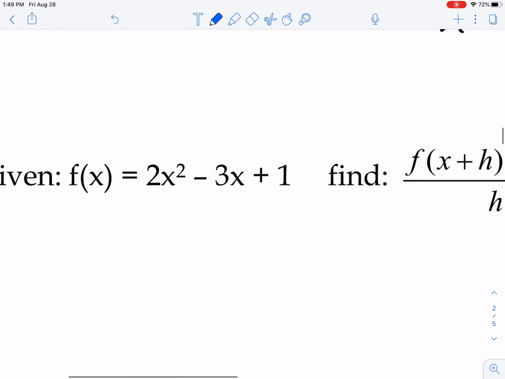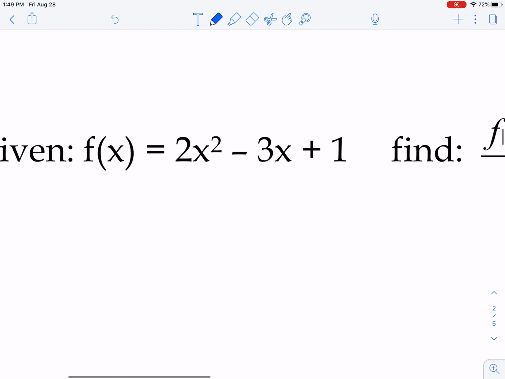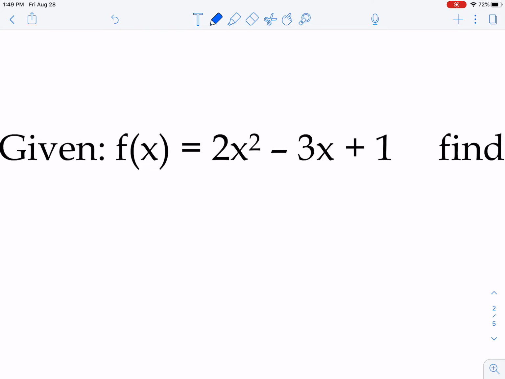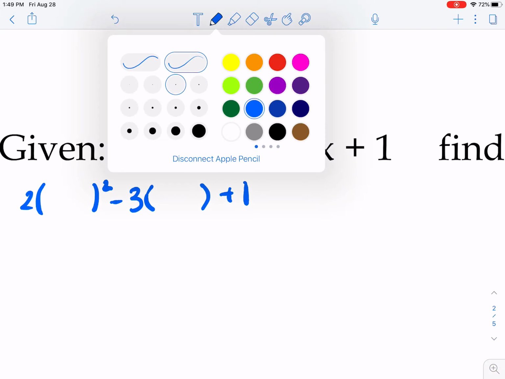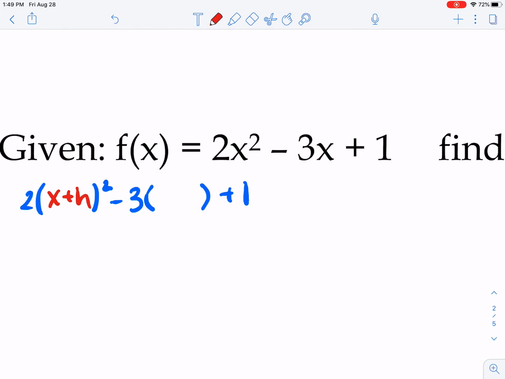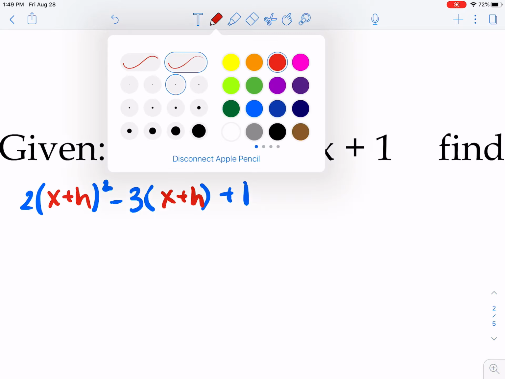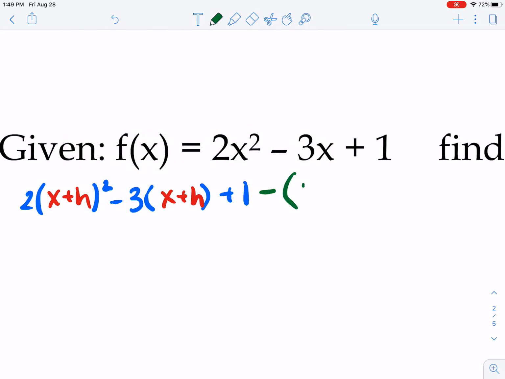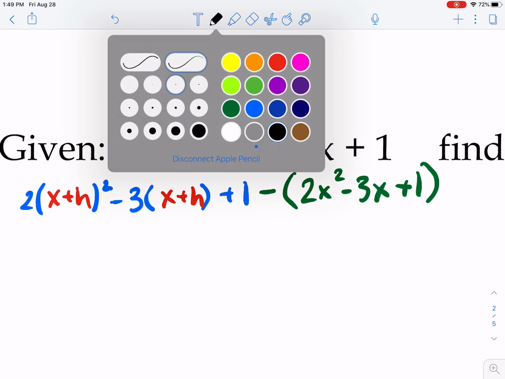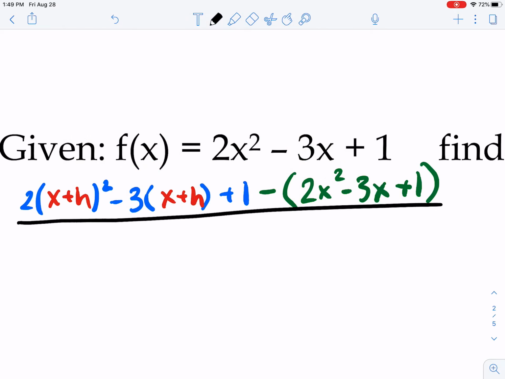Okay, here we go. The difference quotient will be 2 times x plus h squared minus 3 times x plus h plus 1. This now has x plus h. And then we're going to subtract away the original function. Notice I keep that in parentheses so that I remember to distribute my negative. And then everybody is getting divided by h.